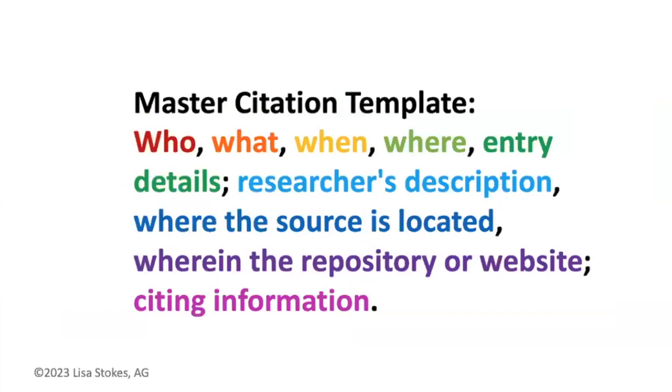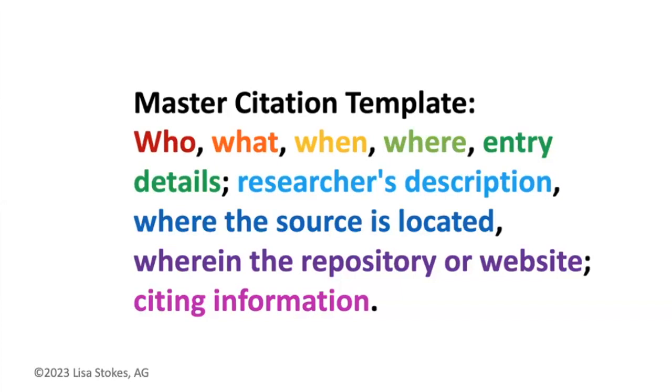Here's my master citation template. I use a color coding system to help my students remember the elements. So red is who created the source, orange is what is the source, yellow's when it was created, the lighter green is where it was created, and the darker green is the entry details. And that's the first part of the citation, all about the source.